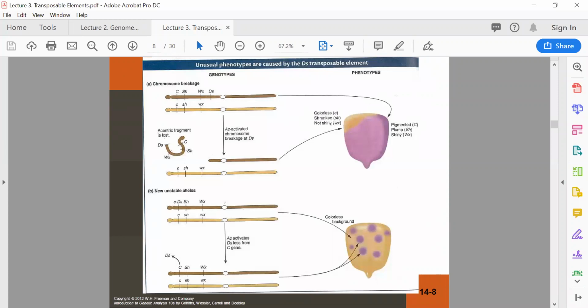Okay, so that's if these alleles were being expressed, which in this case they're not, because just one normal or wild type copy of each allele is enough to produce a pigmented kernel, which is plump and has a shiny surface.